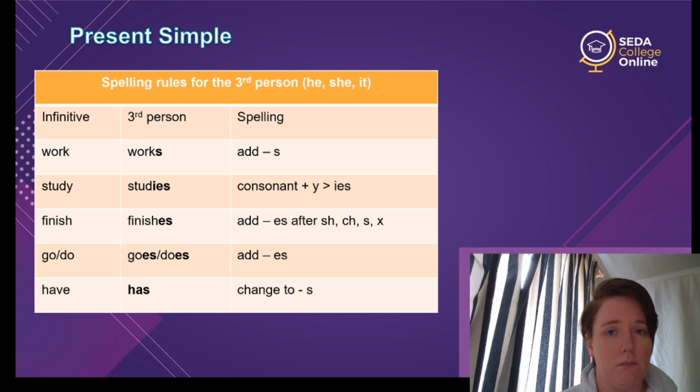So that's consonant plus y. Just remember that. Finish becomes finishes. Add es after sh, ch, s, and x. Go and do become goes and does. Not do's. We don't say do's, we say does. Add es. Have becomes has. He, she, it has. So change to s. They are our spelling rules that we need to know.